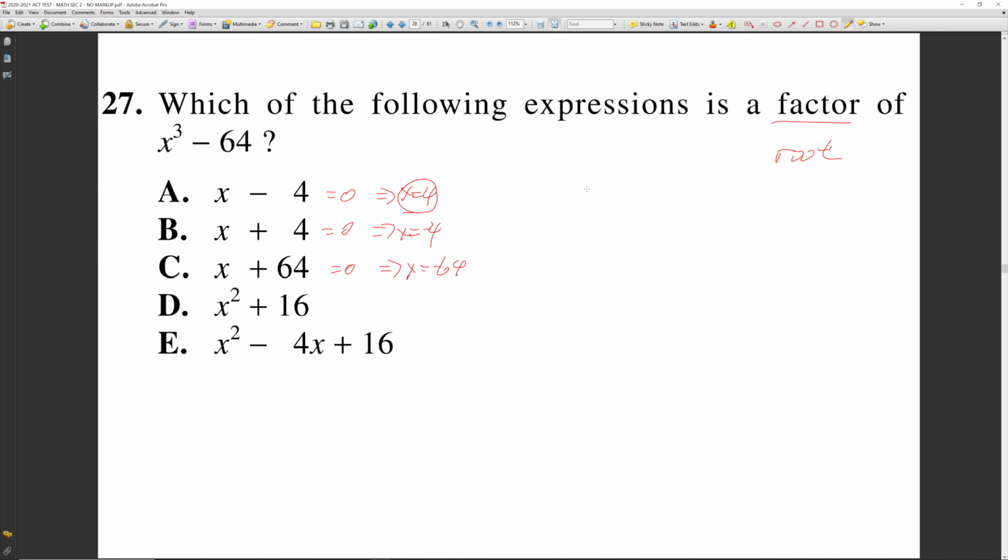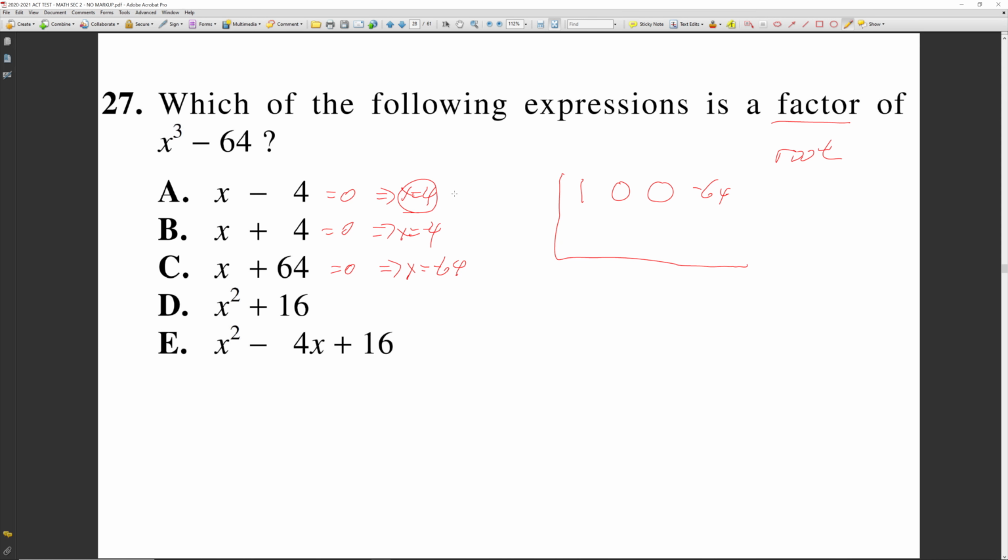So what you need to do is, for synthetic division, you have to write down all the coefficients starting from the highest power to the lowest power. So in this case, my x cubed has a coefficient 1, x squared has a coefficient 0, x has a coefficient of 0, and the last number is my constant, which is -64. So you just draw your synthetic box here.